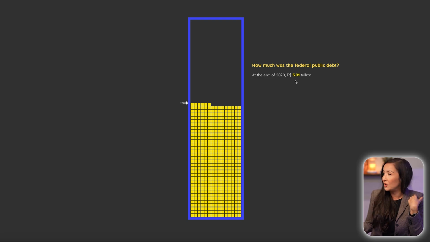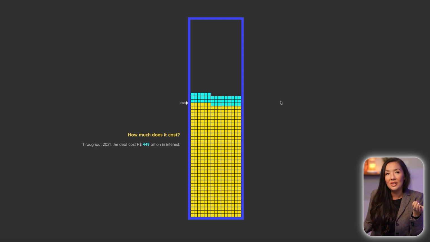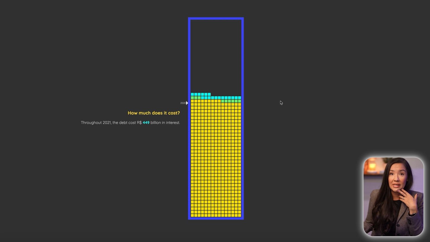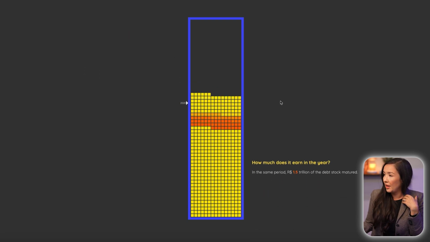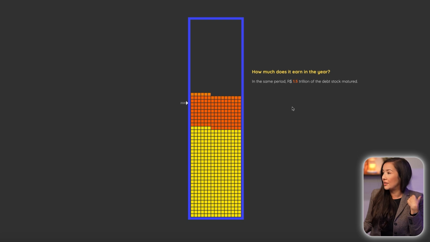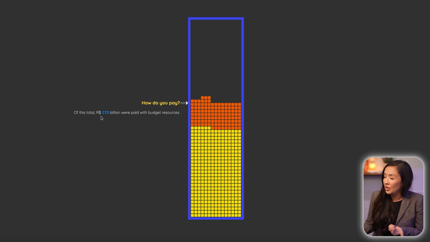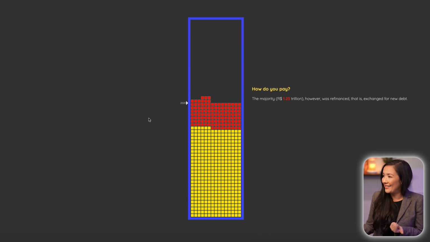Each of the yellow icons represents 5 trillion. And it starts to fill in the information to show you the proportional relations. Now we're seeing how much it costs in terms of interest. As we scroll down here, we have how much does this debt actually earn. The same period, we're looking at 1.5 trillion of the debt stocks matured. Now we're looking at how much you had to pay. Of this, 200,000 billion were paid with budget resources. And the majority, however, was refinanced.